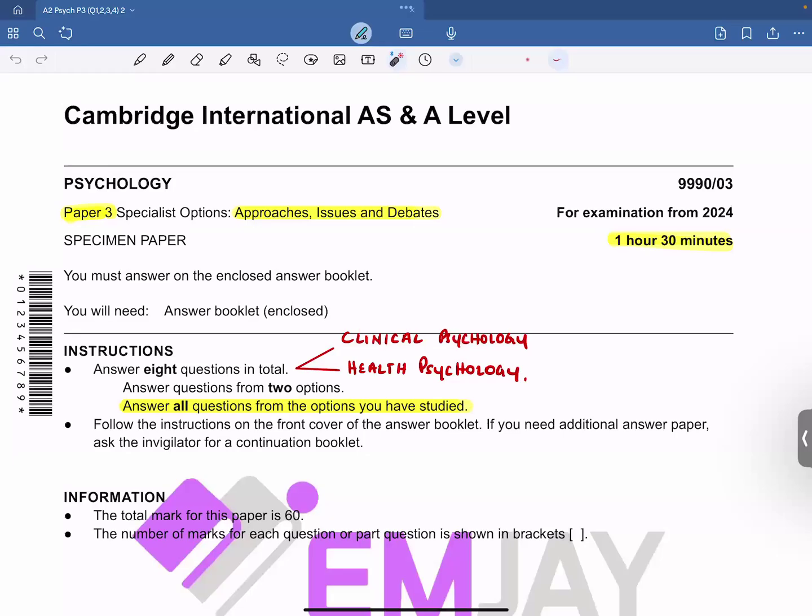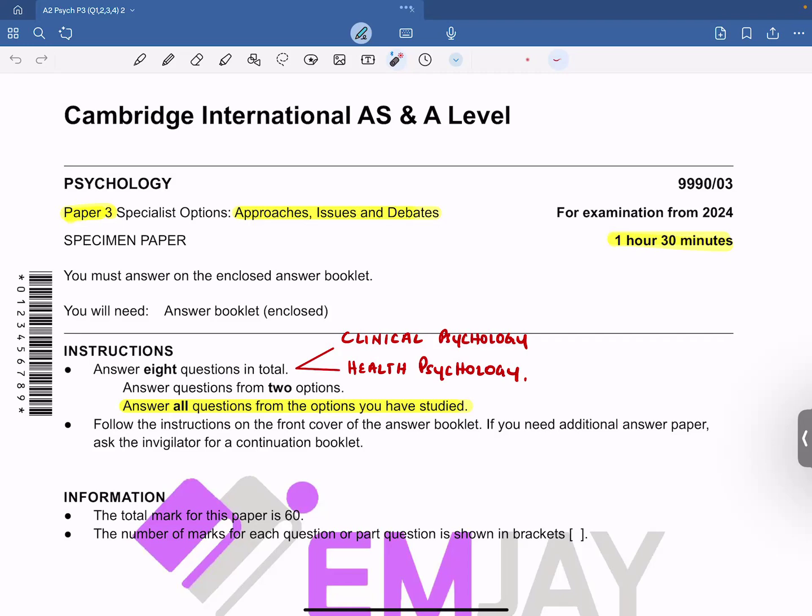Hello, everyone. Today we'll be revising rational emotive behavioral therapy, that is REBT. And for our revision, we would use a question from the specimen paper from the papers that we'd have in CIEs from 2024 onwards. So I've picked this question from paper three.